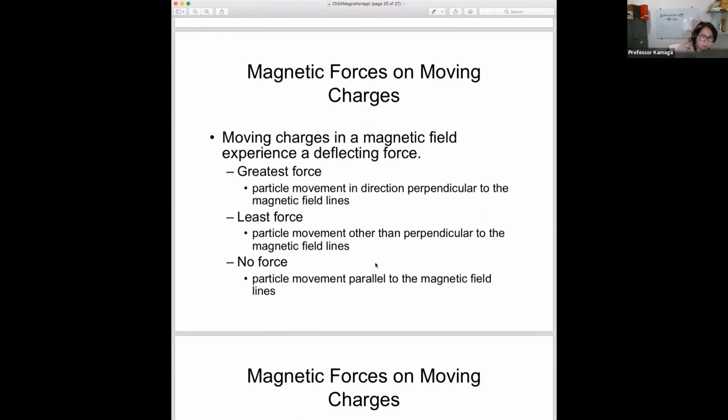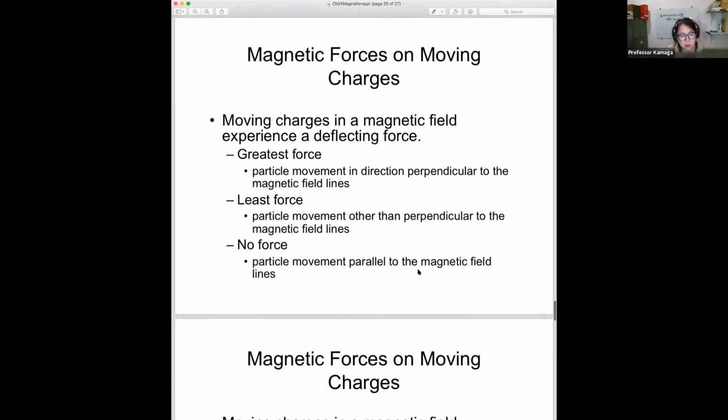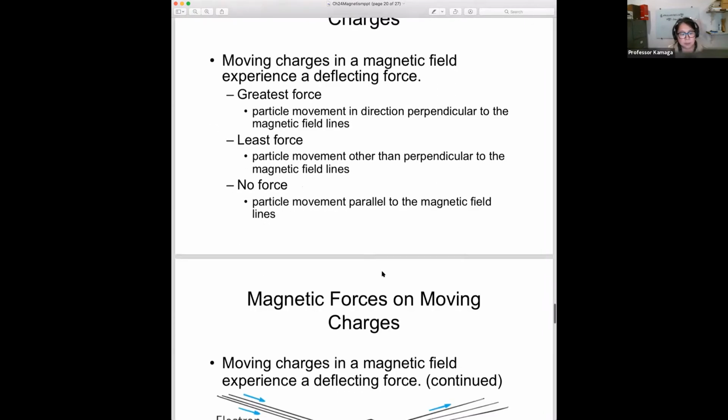Magnetic force on a moving charge. A moving charge in a magnetic field experiences a deflecting force, which means it only changes its direction. The greatest force is applied when the particle moves perpendicular to the magnetic field lines. The force is smaller when the particle moves at an angle other than perpendicular, and there is no force at all when the particle moves parallel to the magnetic field lines.